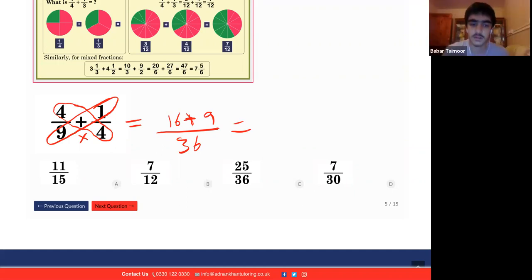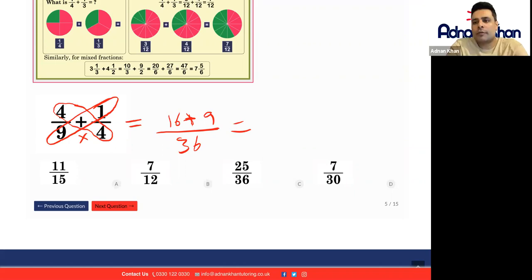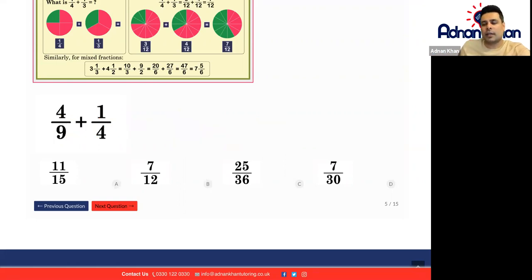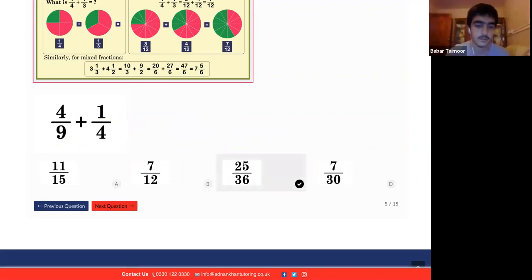25 over 36. Yeah, so 25 over 36. And because 36, the bottom number, is even and the top number is odd, we can't simplify them anymore. So 25 over 36 will be our correct answer. Okay, so there we go.